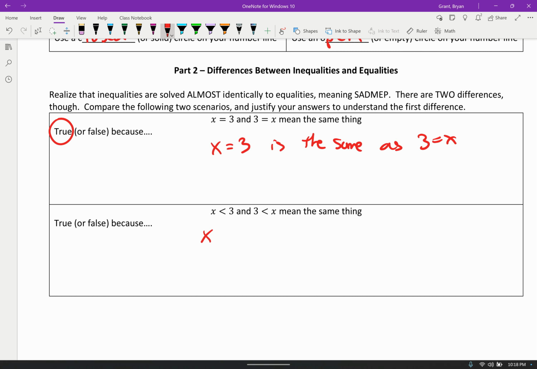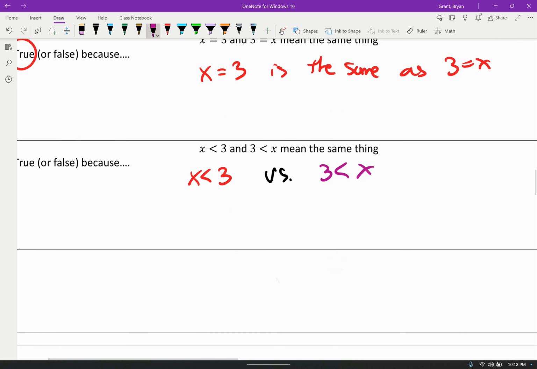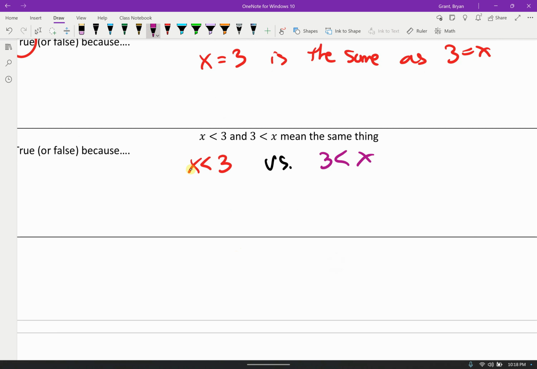So if I see x is less than 3, and we compare it to 3 is less than x, is that the same? And I think one way to think about this is just to replace x in the red inequality with a value that's true. So what's a number that's less than 3? 0. Sure, let's try 0. So 0 is less than 3. That's true, isn't it?